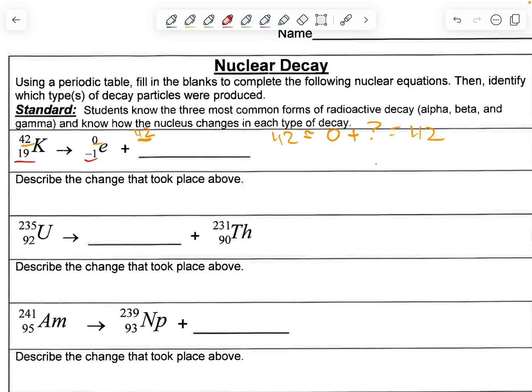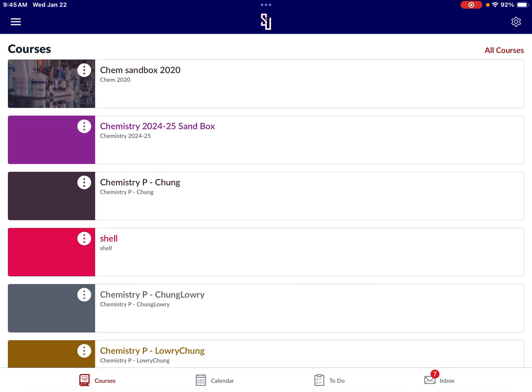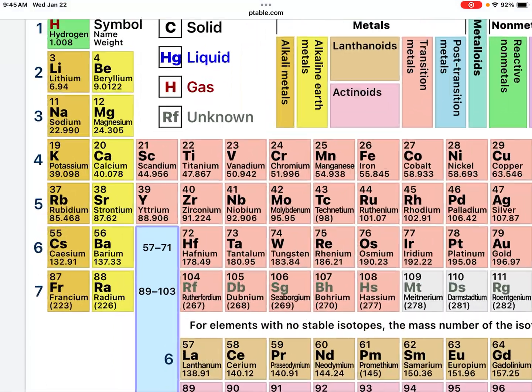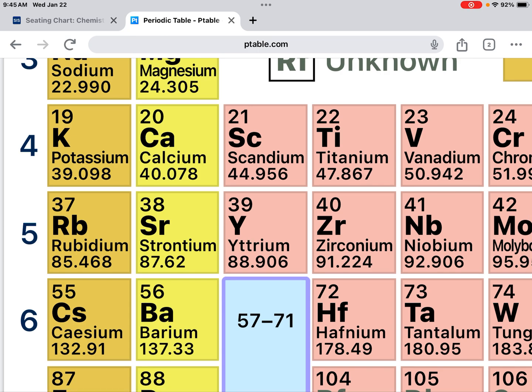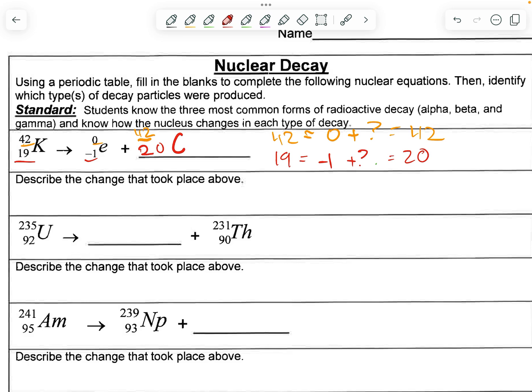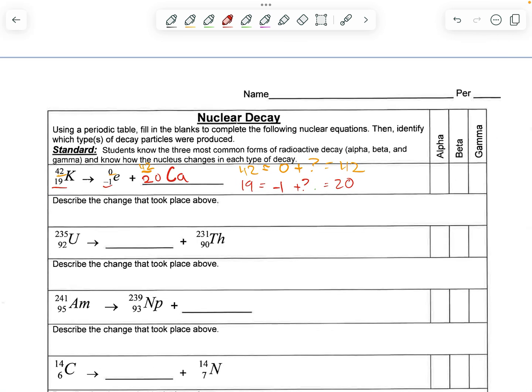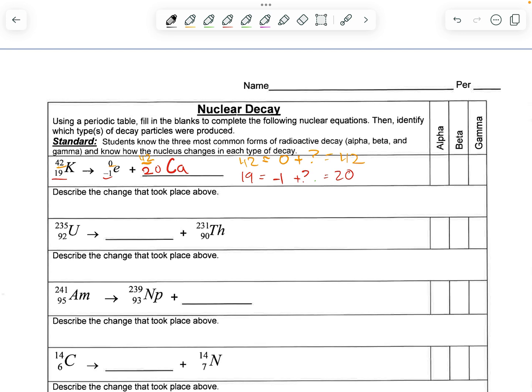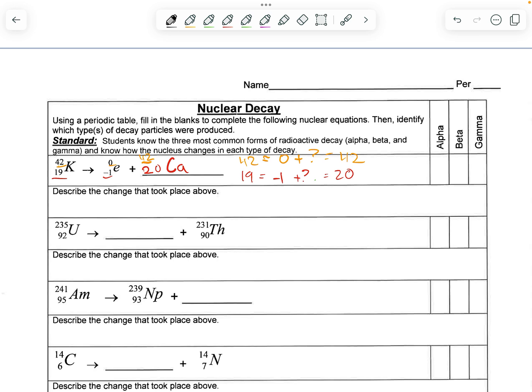But for the bottom one, it looks like we have 19 is equal to -1 plus question mark. For this, if we add 1 to both sides, we get 20 as our result. So we know the atomic mass, and we know the atomic number, we just need the symbol. So if the atomic number is 20, we find 20 on our periodic table, and that is Ca. So we can write that down, Ca. So we have our blank filled in. The only thing now is to recognize whether we went through alpha, beta, or gamma. I don't see any zeros and a Y, so it's not gamma. For it to be alpha, I need to see 4, 2, and a helium. I don't see any of that here. But remember, beta is when you have an electron that's kicked off, so this is our beta decay.